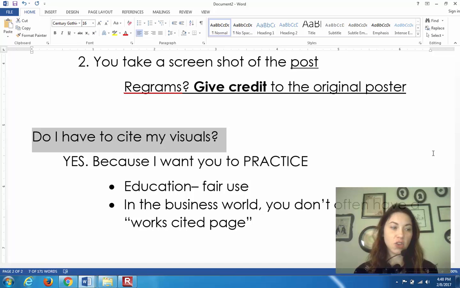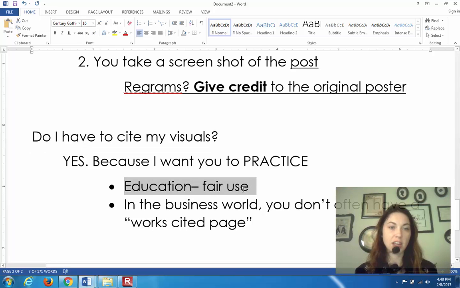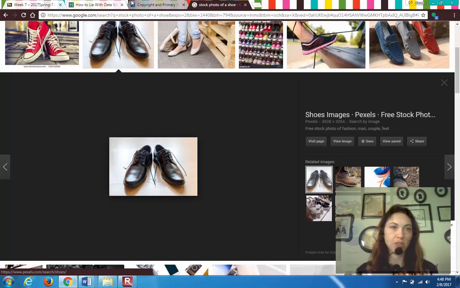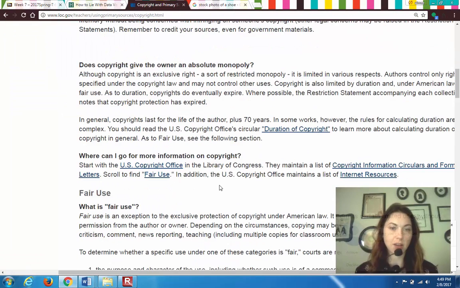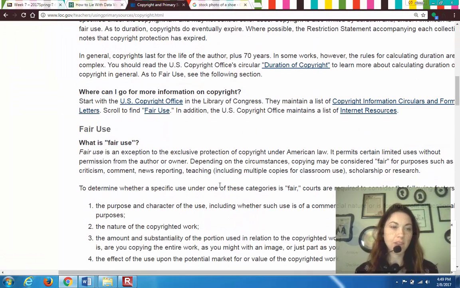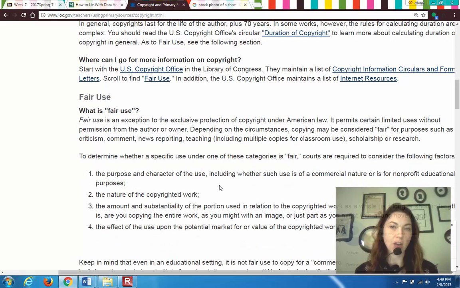Now, you aren't going to get in trouble if you don't perfectly cite your visuals, because in education, there's something called fair use. And you can read more about it on this Library of Congress website. But fair use basically talks about how if you are not making money off of it, if it's under education, you can use things without necessarily having to get permission.